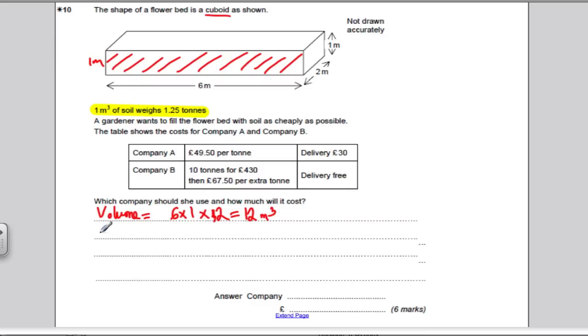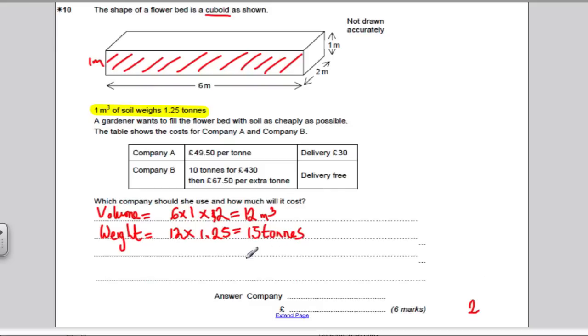Now, how much does it weigh? Well, for each meter cubed it's 1.25 tons, so we have 12 of them. So we do 12 multiplied by 1.25, and we get 15 tons. So 15 tons. Okay, we've probably got 2 at least easy marks there.